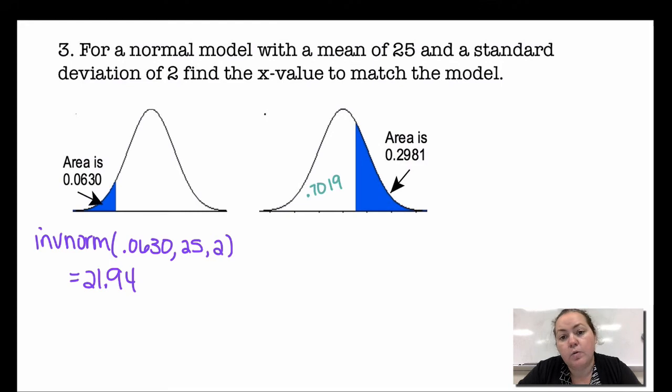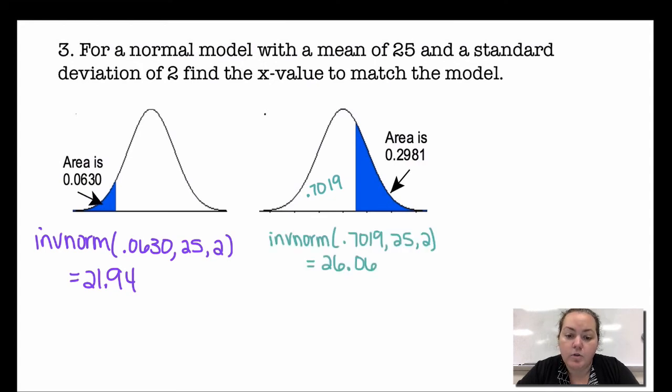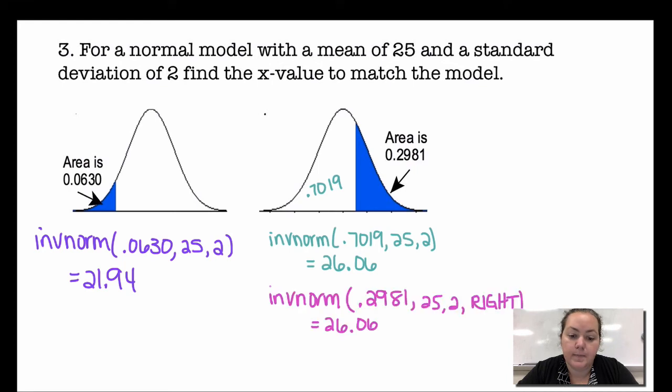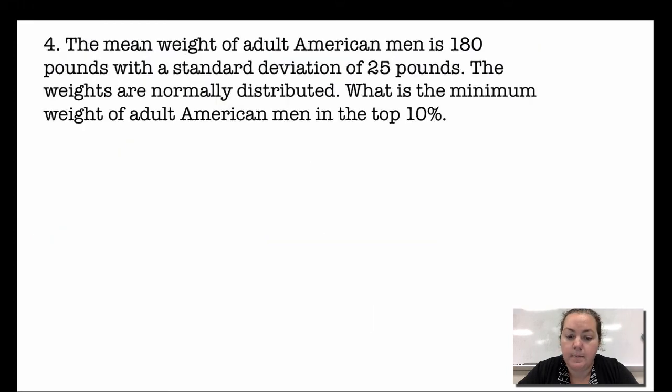The other one, you could use the right area function if your calculator supports that. Otherwise, you have to find the area to the left. So 1 minus 0.2981 gives me 0.7019. My inverse norm area would be 0.7019. My mean 25, my standard deviation of 2, and I get 26.06. Right? And if I put it in with the right function, I would just keep the area as 0.2981 and select right instead.